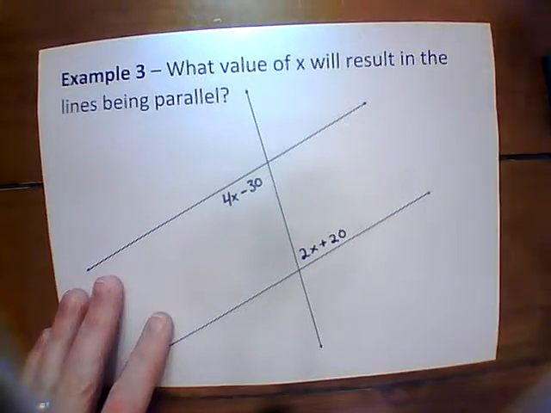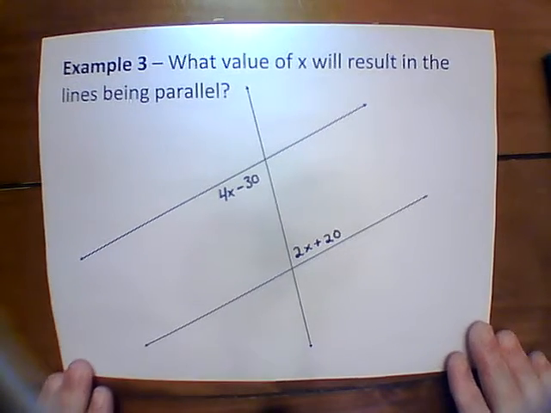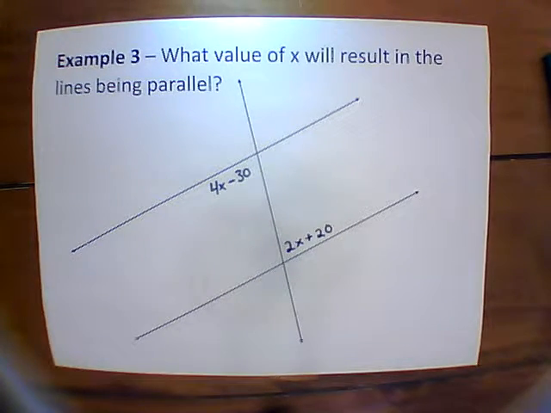Now, example 1 and 2 are a little simpler than 3 and 4. Example 3 and 4, not only do they involve the application of the converses, but they also involve some one-step algebra. So example 3 is asking what value of x will result in the lines being parallel.